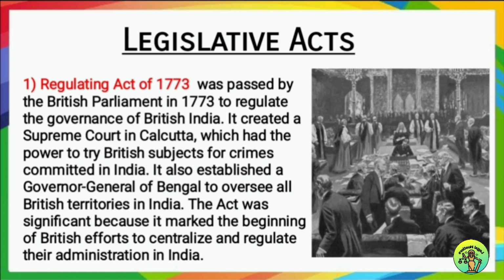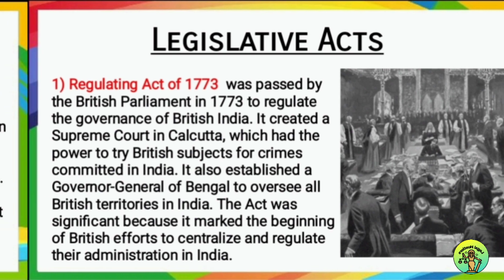Legislative Acts. The Regulating Act of 1773 was passed by the British Parliament in 1773 to regulate the governance of British India. It created a Supreme Court in Calcutta, which had the power to try British subjects for crimes committed in India. It also established a Governor-General of Bengal to oversee all British territories in India. The act was significant because it marked the beginning of British efforts to centralize and regulate their administration in India.